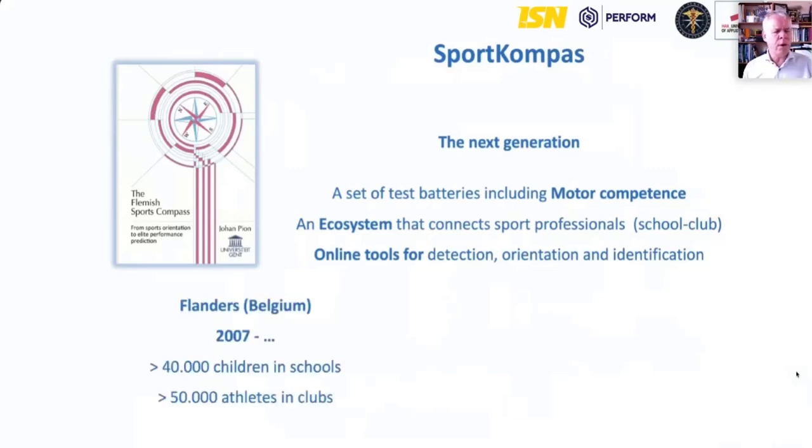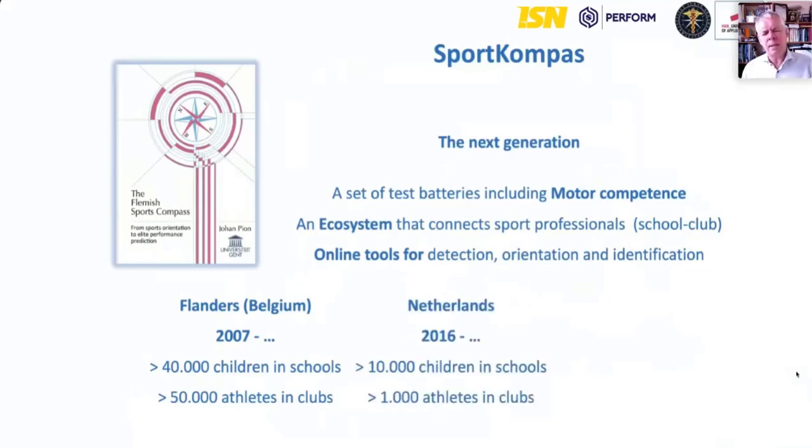So we tested in Flanders more than 40,000 children in the schools, more than 50,000 athletes in clubs since 2007. This year we will test 15,000 children. And in the Netherlands, we started in 2016. We already tested more than 10,000 children in the schools and 1,000 athletes in the clubs. This month, we tested 6,000 children, and the aim is by the end of 2020 to test 20,000 children in Gelderland in Holland. So the program is expanding more and more.